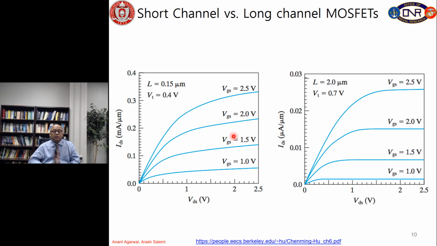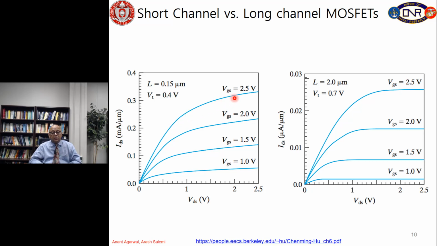One major difference you can see is that, first of all, the current is much higher in the short channel device, because remember, the current is given by W over L. The W in both of these cases has been taken as 1 micron, so the current is represented as milliamps per micron. So the W is 1 micron in both cases. So now you can see that because of the short channel length, we have a lot more current in the left hand device.